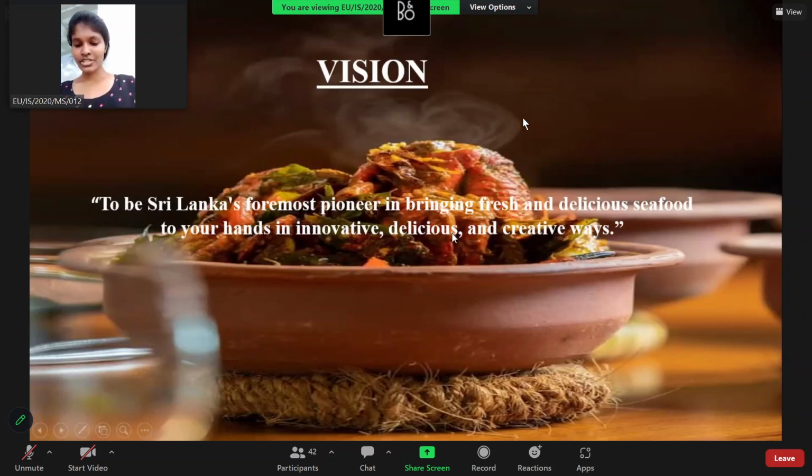According to that, the vision of the seafood restaurant is to be Sri Lanka's most pioneering in bringing fresh and delicious seafood to your hands in innovative, delicious and creative ways. The business is run with this vision statement as before. My part is over. I invite the next partner to continue the presentation. Thank you all.